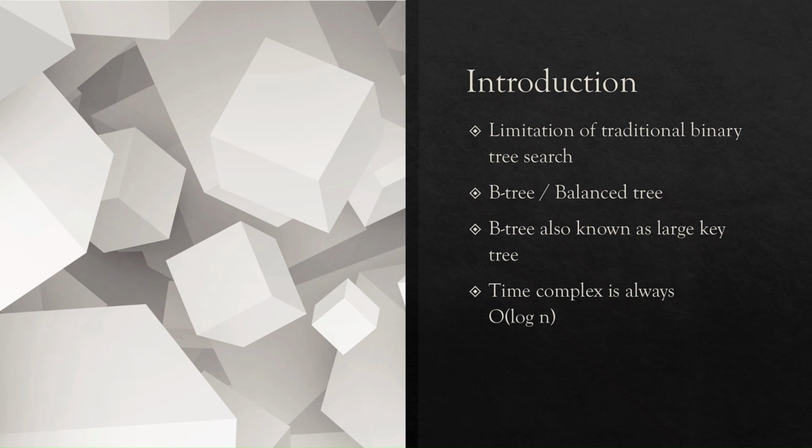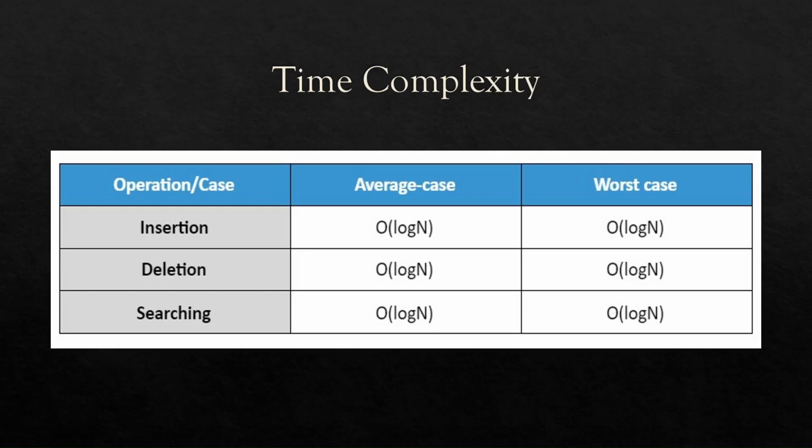Today we are going to present the topic about B-tree. The introductory part is divided into four subtopics. Firstly, we come across limitations of traditional binary tree search. The next is B-tree or balanced trees. The next, B-tree, also known as large key tree. Finally, time complexity. Coming to time complexity, as you have seen in the table, the insertion, deletion, and searching is big O of log n.